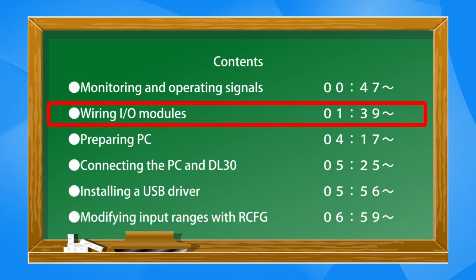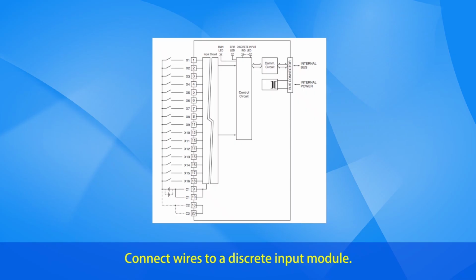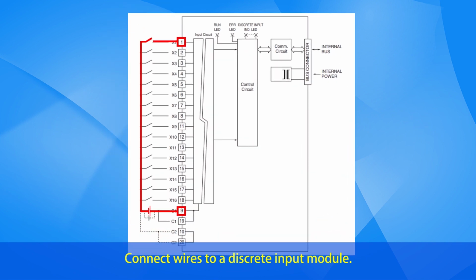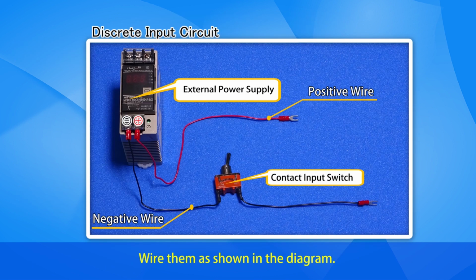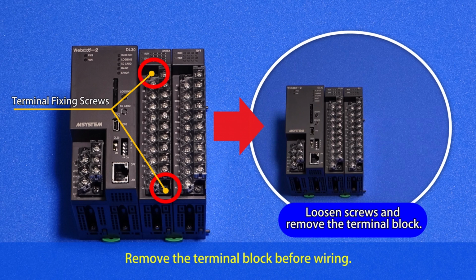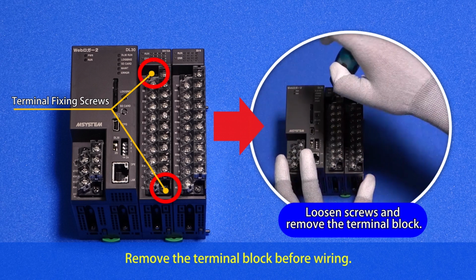Now let's wire I/O modules. Connect wires to a discrete input module. Use an external power supply and a contact input switch as a discrete input. Wire them as shown in the diagram. Remove the terminal block before wiring.